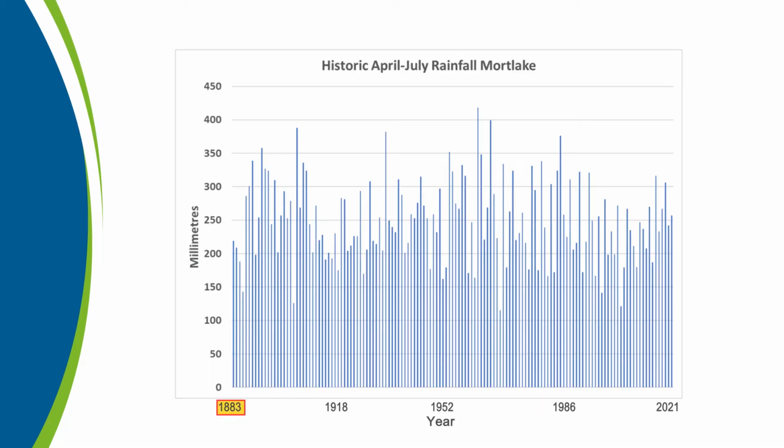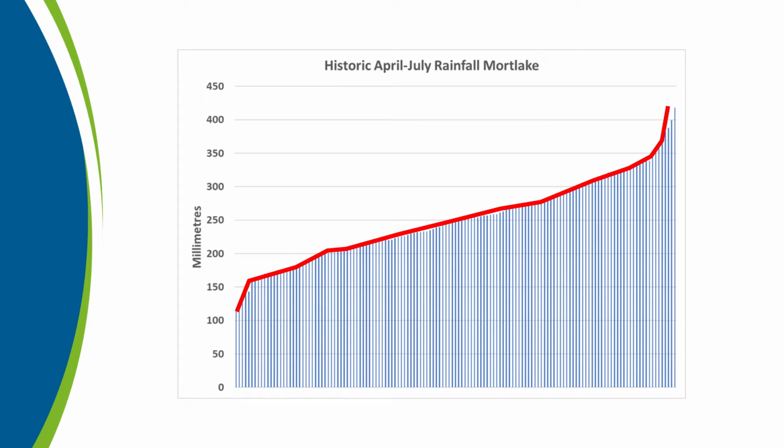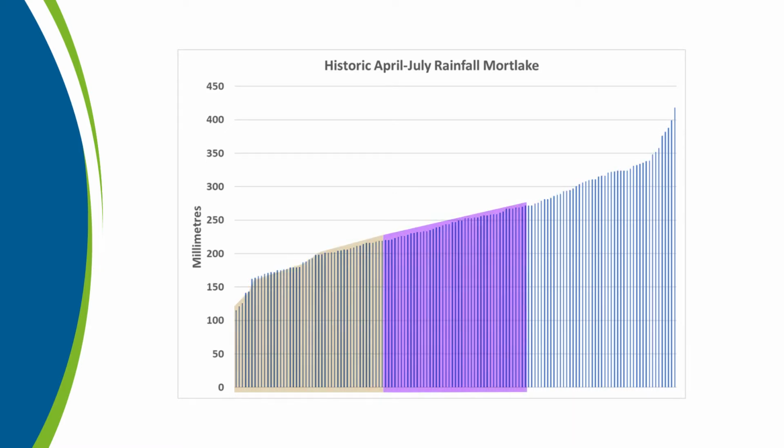If we take the historic April to July rainfall at Mortlake, going back to 1883 and graph it, we see the usual crazy variability that is farming in Australia. If we rank this rainfall from lowest to highest, the graph looks like this. Breaking this data into equal thirds creates what is called a tercile distribution. Tercile means divided into 3.